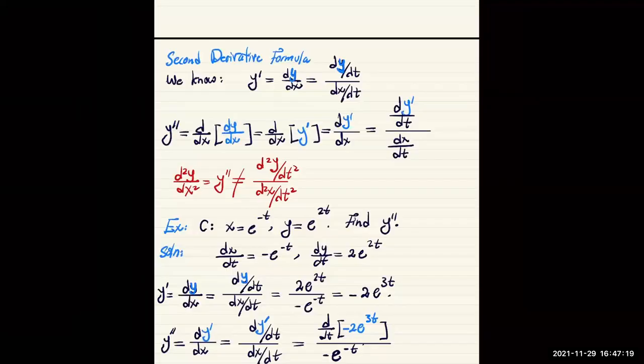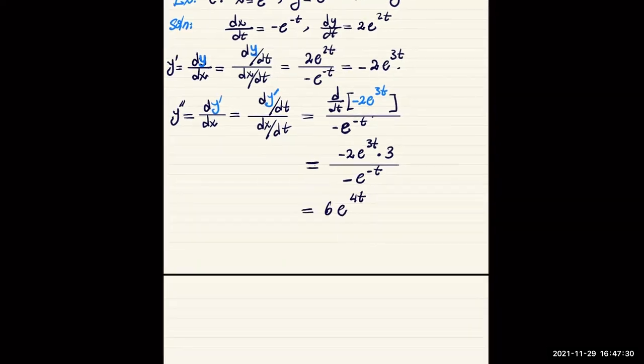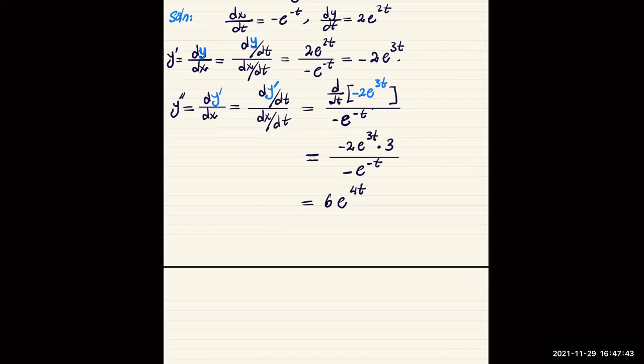So when you combine, the negatives cancel out. We have 6e to the 4t. What I did is I moved that up. I made the exponent negative. I combined it with that, adding the exponents. 2 times 3 is 6. And again, those negatives cancel out. So this gives us y double prime, the second derivative.